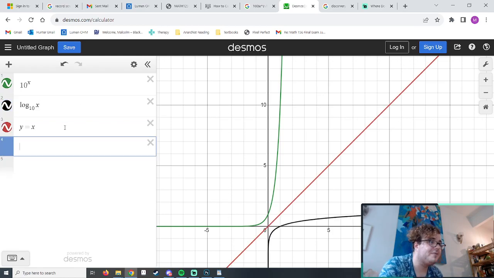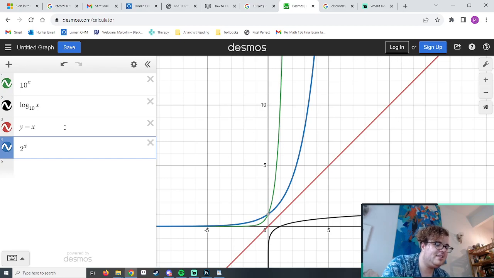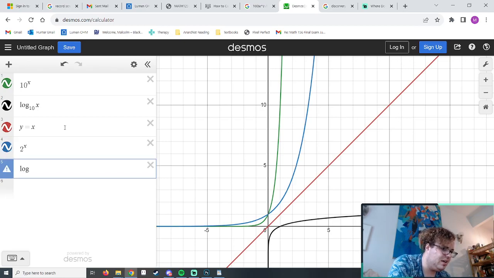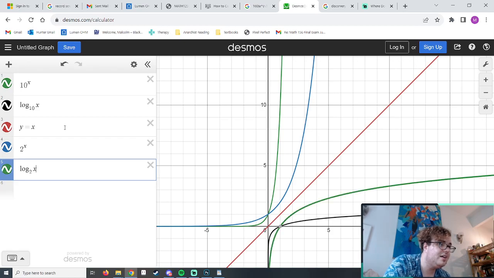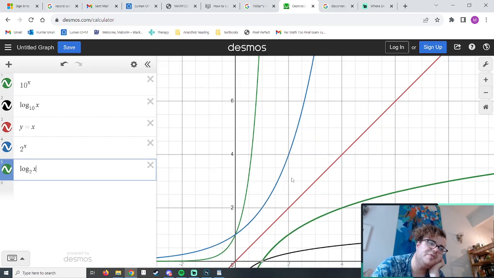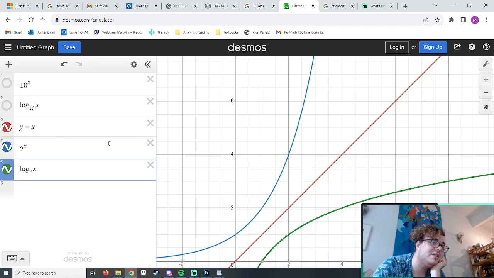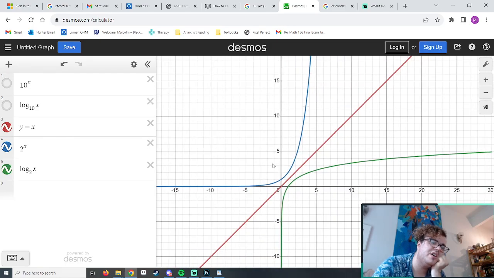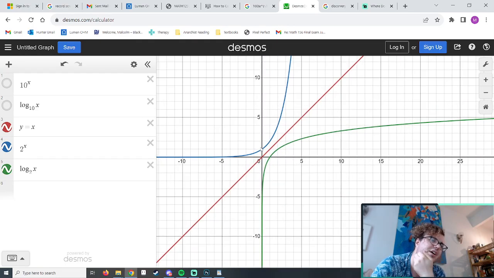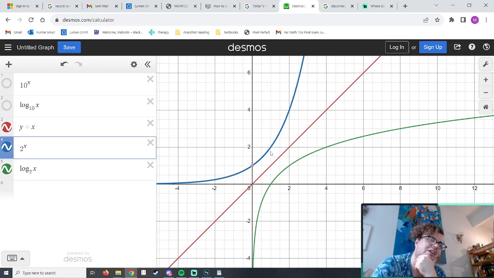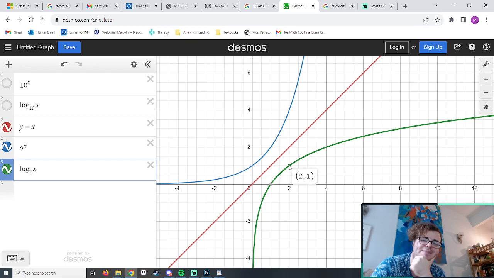Now, if I were to graph, for example, 2 to the x, its inverse function would be called log base 2 of x. And you can see that this blue function and this green function, if I hide the other ones there, also have that same symmetry over the line y equals x. And thus they also have that same property where for every point on the blue function, if you switch x and y, that same point should be on the green function. So that's what it means for two functions to be inverses.